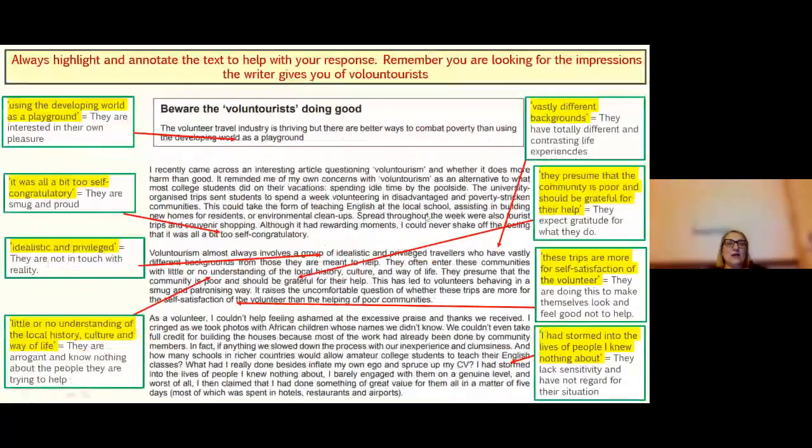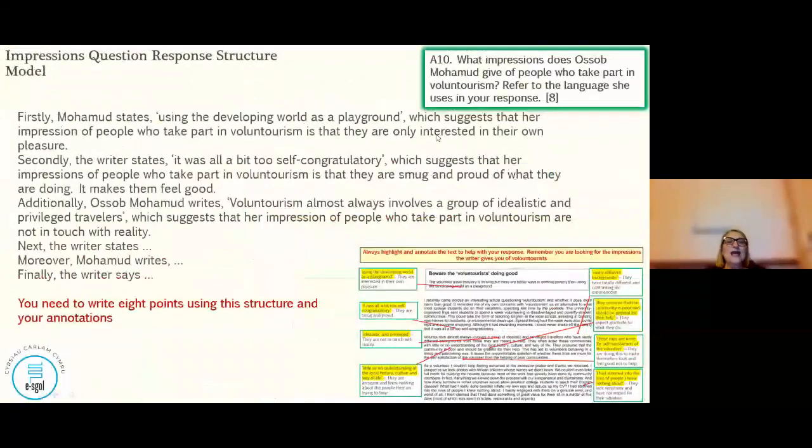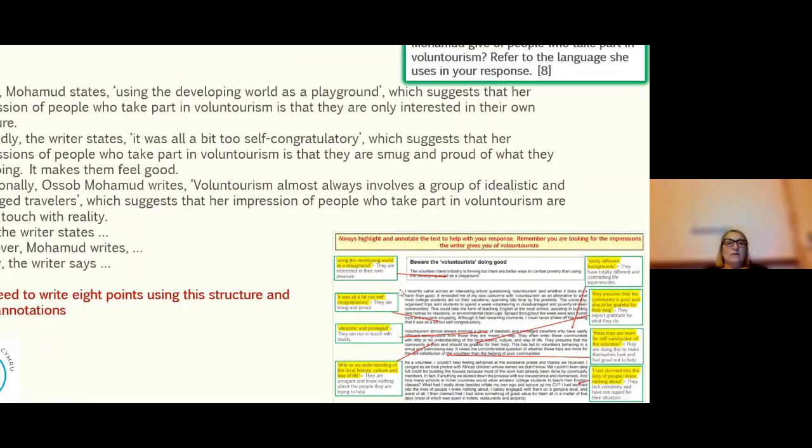Okay, so if we click on this again, I go then to my next point. So my next point, secondly, the writer states "it was all a bit too self-congratulatory," which suggests that the impression of people who take part in volunteerism is that they are smug and proud of what they are doing. It makes them feel good. Okay, again, I've used my connective, my evidence, what it suggests, my question in the response, and then I've continued that structure throughout.